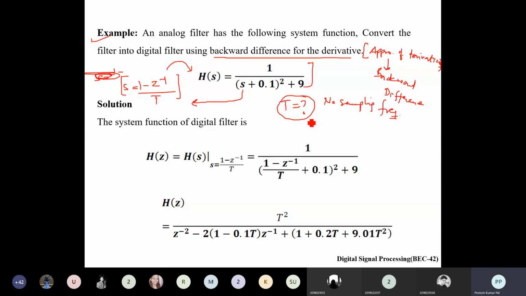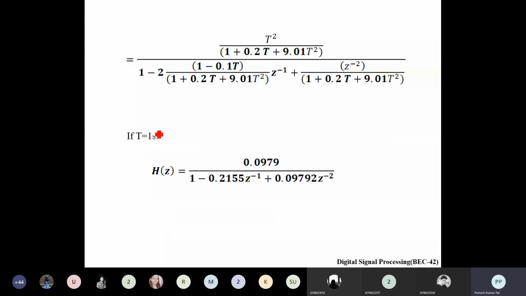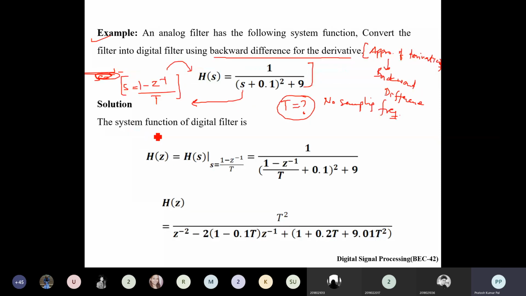So what we can do is assume this T value to be any value, derive all the concepts with T, and at the end consider that T is equal to 1 second. If the sampling frequency is not given, assume that T equals 1 second, that is the sampling time Ts.